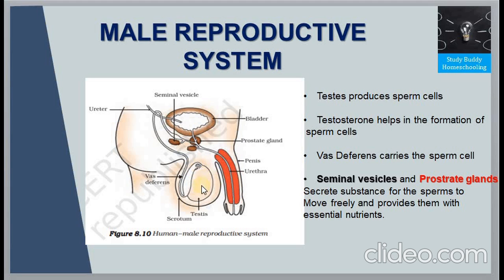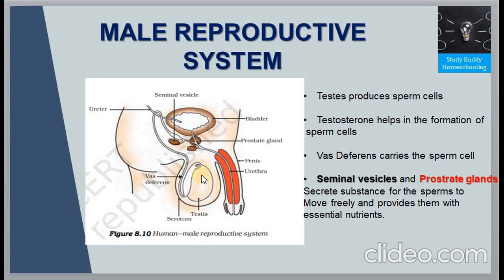So testis is a very important organ. It's the actual male part. So there is a pair of testes inside the scrotum. If you see, the testis and the scrotum is outside the body. So for the sperms to be formed, the temperature should be 2 to 3 degrees lesser than the body temperature. That's why the scrotum is placed outside of the body. Only at temperatures 2 to 3 degrees lesser than the body temperature, sperms are formed effectively.